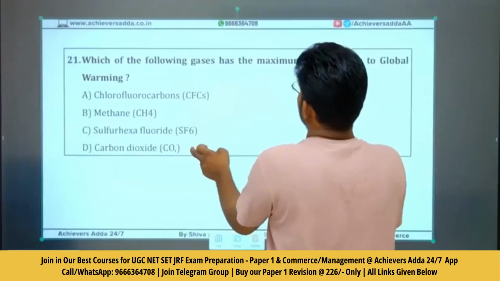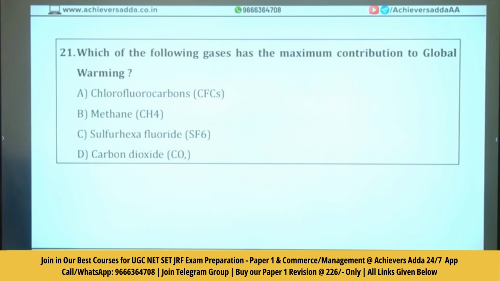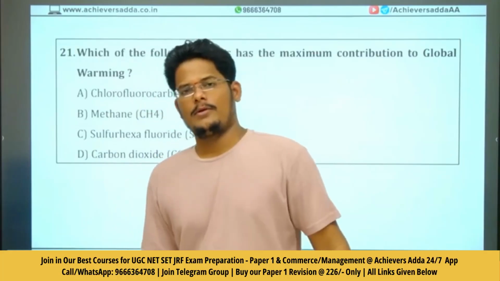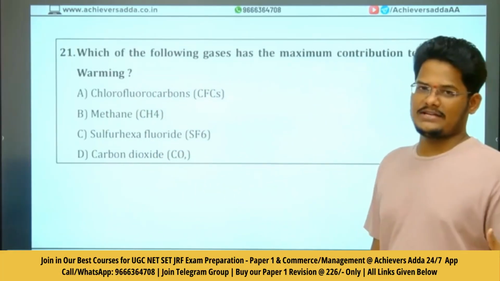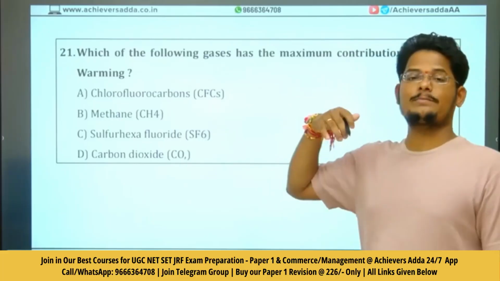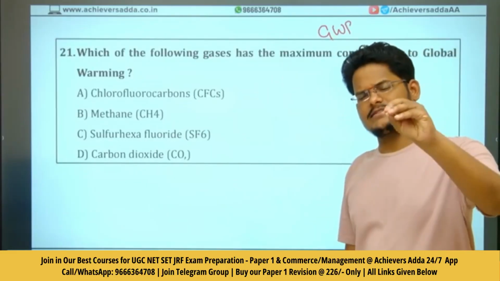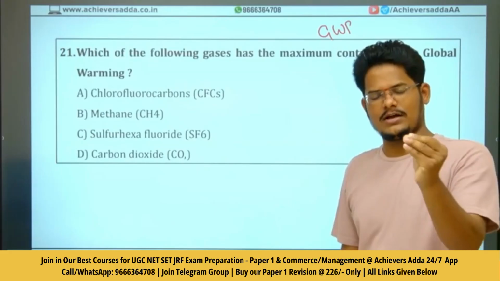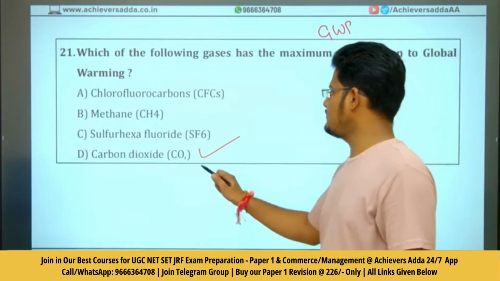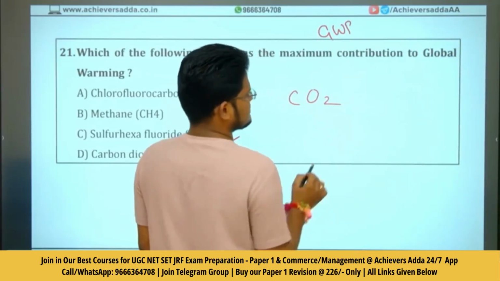Which of the following gases has the maximum contribution to global warming? When they ask for highest lifetime, average lifetime, sulfur hexafluoride is correct. But they are asking about global warming potential. The GWP is always compared for all the greenhouse gases with respect to carbon dioxide, CO2. So first will be carbon dioxide, highest global warming potential.